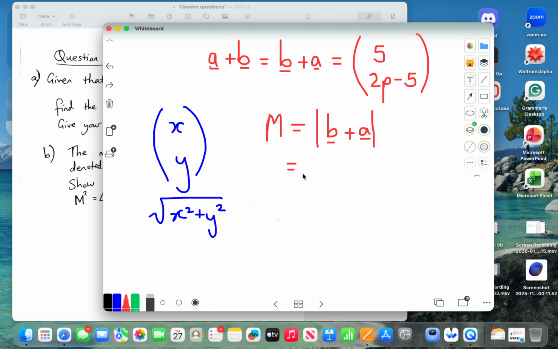We can make x, the x component is 5, so 5 squared plus 2p minus 5 all squared. Make sure you square the entire thing.